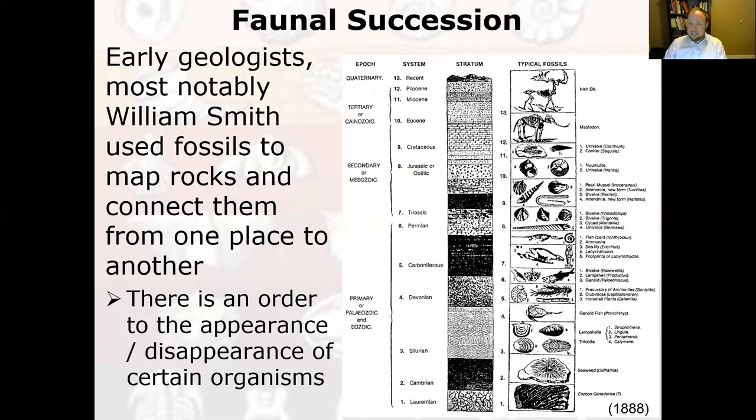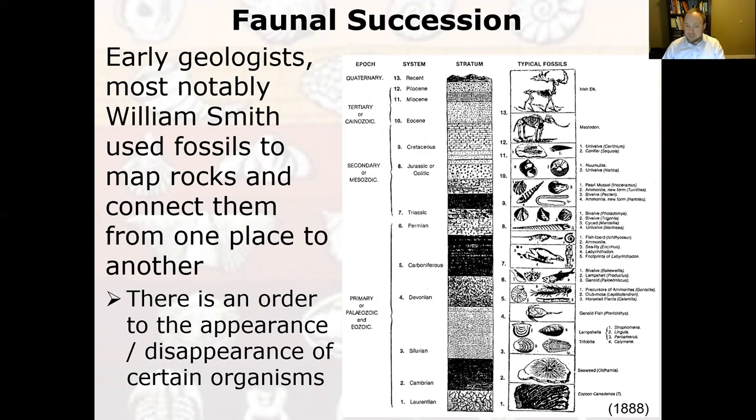So one of the key things that makes biostratigraphy work is that there's this faunal succession. So there's a predictable pattern, order, a succession of different fauna through geologic time. And this was recognized pretty early on. Most notably, William Smith used fossils and mapped the rocks around England, and he would use them to connect one place to another. A lot of the rocks look very similar, so the fossil content turned out to work for him. And he noticed, and others had noticed before, that there's an order to the appearance and disappearance of certain organisms.